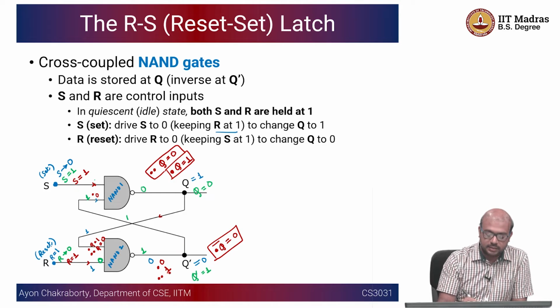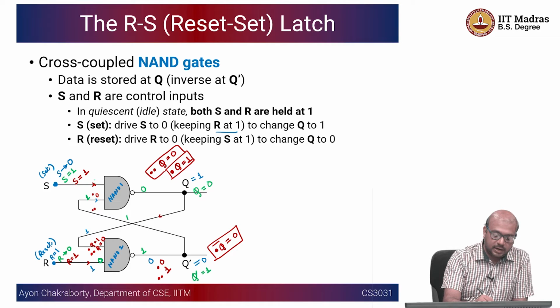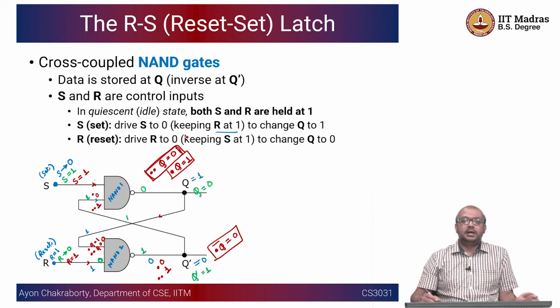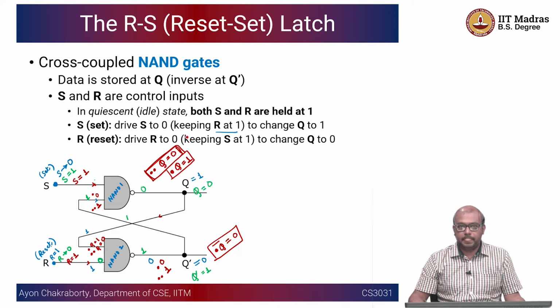And if the output is 1, this is again the second case: 1, 1 and 1, the NAND output is going to be 0. Right? So there is no fighting among the different inputs and outputs. Okay. So this is going to be stable. So if you have S equal to 1, R equal to 1, this is going to be holding the existing value of Q in the memory element, which is acting like a storage of a bit.